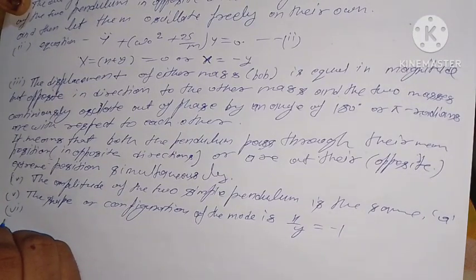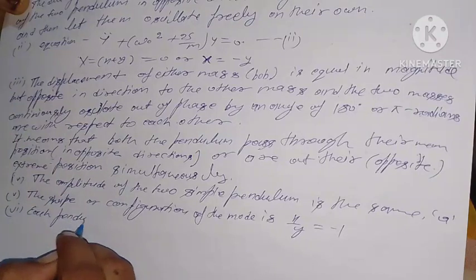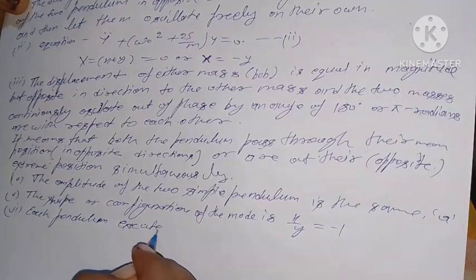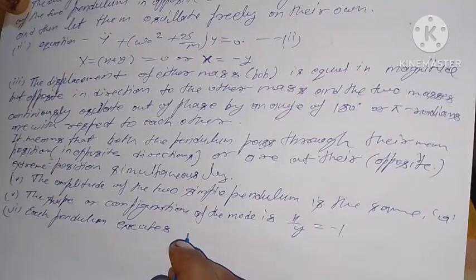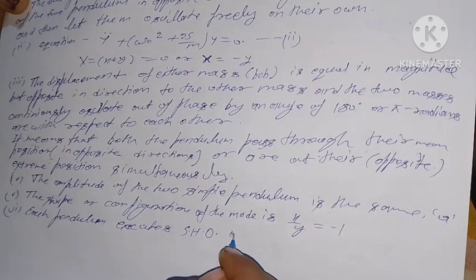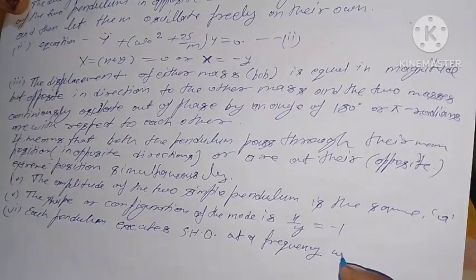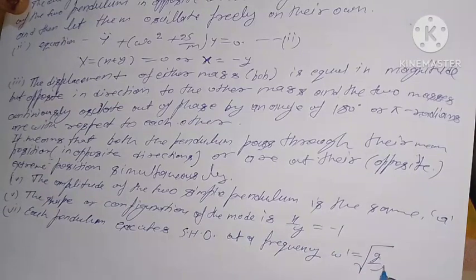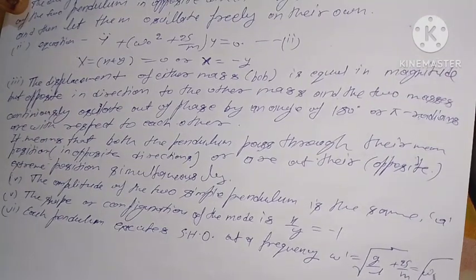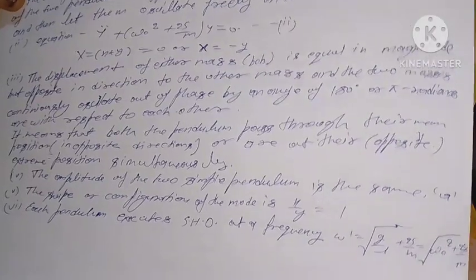Sixth point: each pendulum executes simple harmonic oscillations at a frequency omega dash equal to root of g by L plus 2s by m, which equals root of omega naught squared plus 2s by m.